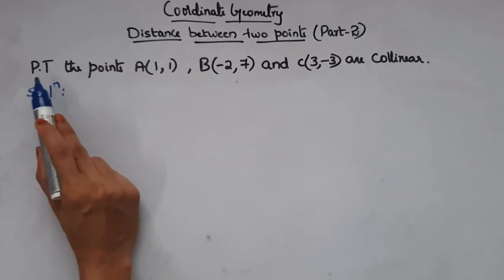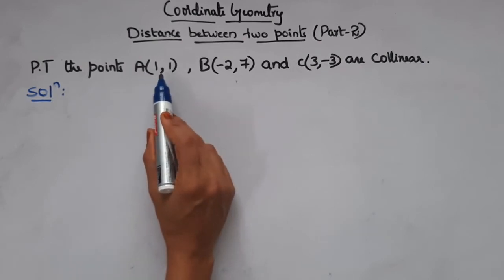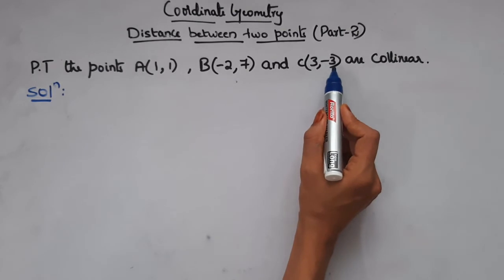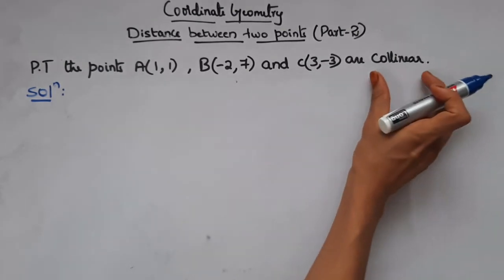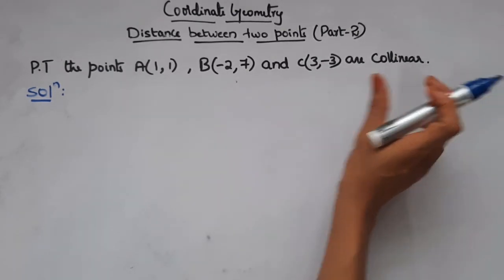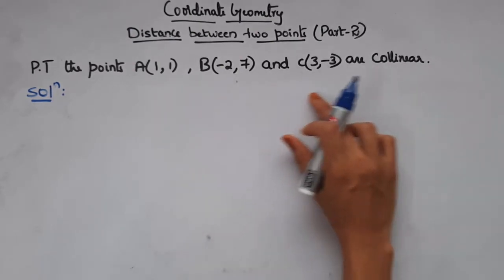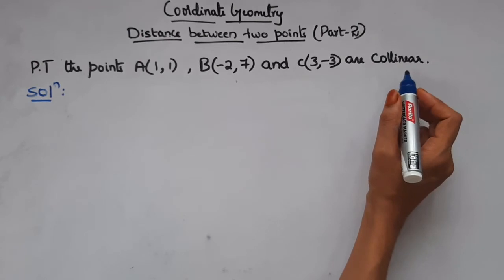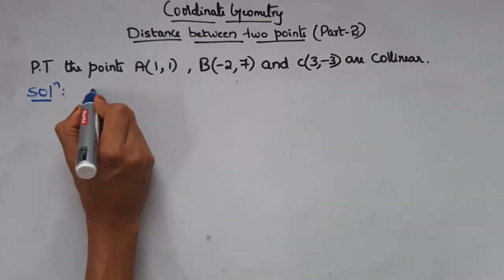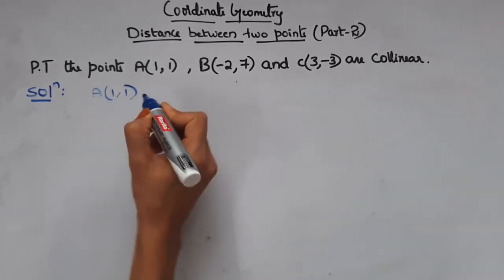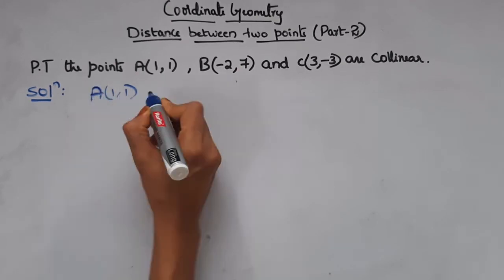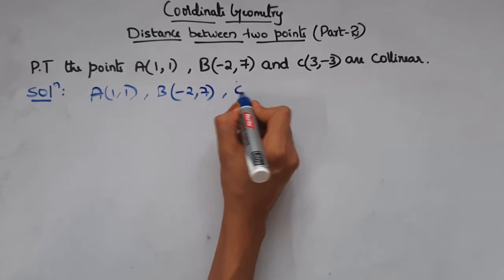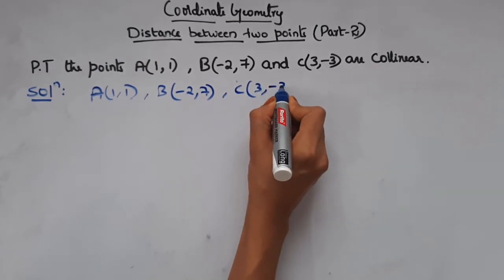Here it says, prove that the points A of 1, 1, B of minus 2, 7 and C of 3, minus 3 are collinear. Now what is collinear? Collinear is nothing but all these points lie in the same straight line. So how to prove that? First let's write these points. We have A of 1, 1, B we have minus 2, 7 and C we have 3, minus 3.